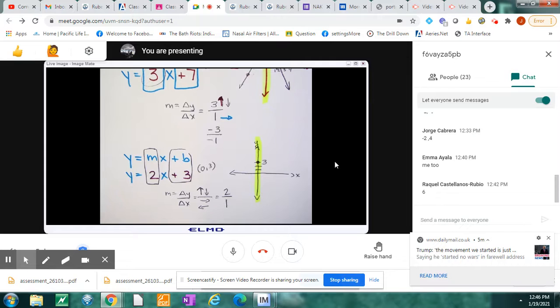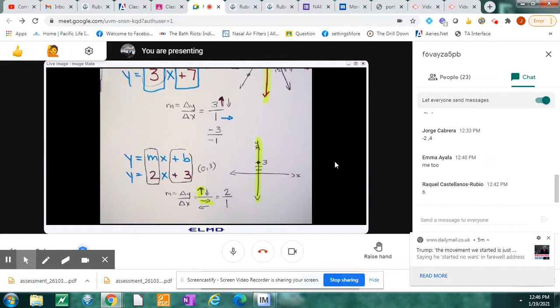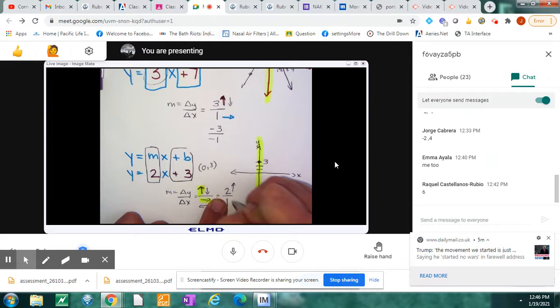We're going to go up. Why are we going to go up? Because it's positive. And then we're going to go to the right. Why to the right? Because it's negative. All right, so let's go ahead and do that. Ready? Here we go. We're going to go up 2 and then to the right 1.